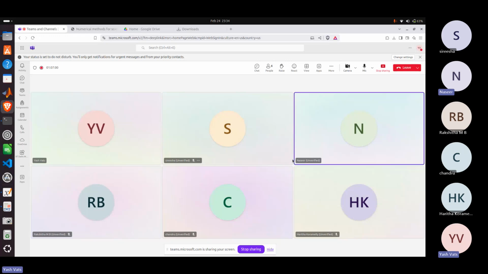Hello, sir. Good evening, sir. Yes, hi. Can you elaborate on the spectral radius? Does spectral radius mean the highest eigenvalue? Yes, I've discussed this right before, I think, in the last class.